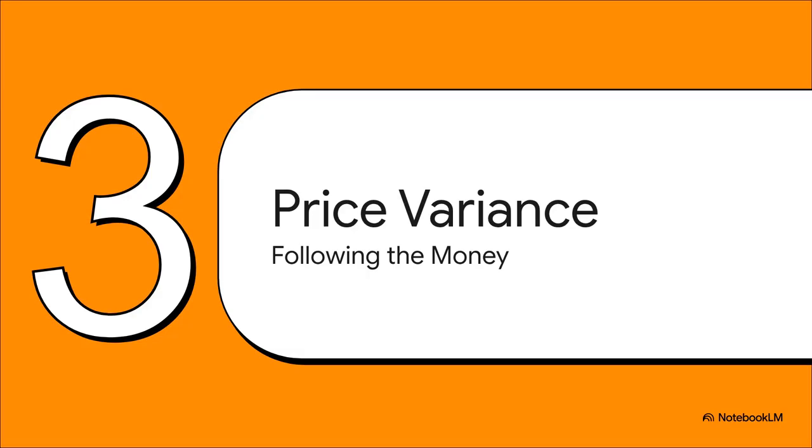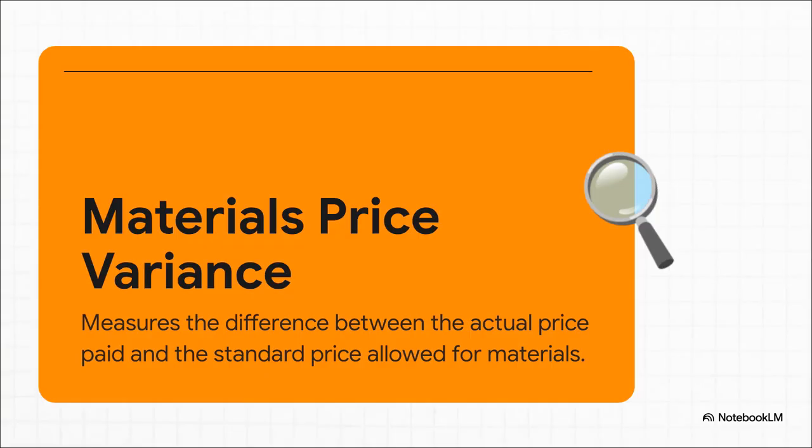Okay, let's follow our first lead. We're following the money trail. The question we're asking is simple. Did we stick to the budget when we actually went out and bought the raw materials? So the materials price variance, it just answers one super simple question. Did we pay more or did we pay less for our stuff than we planned to? That's it. It is all about the price tag.